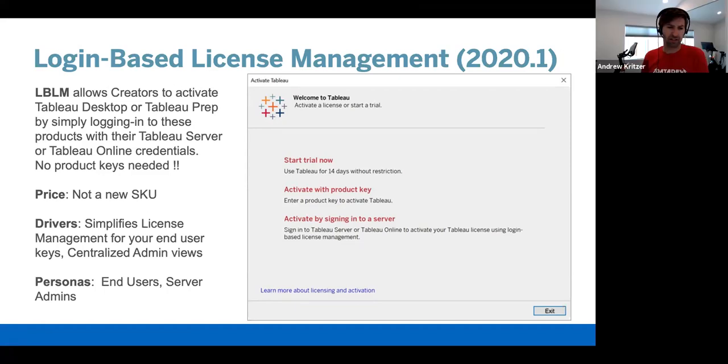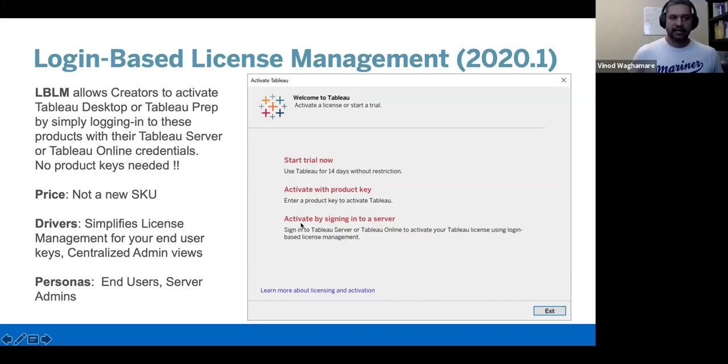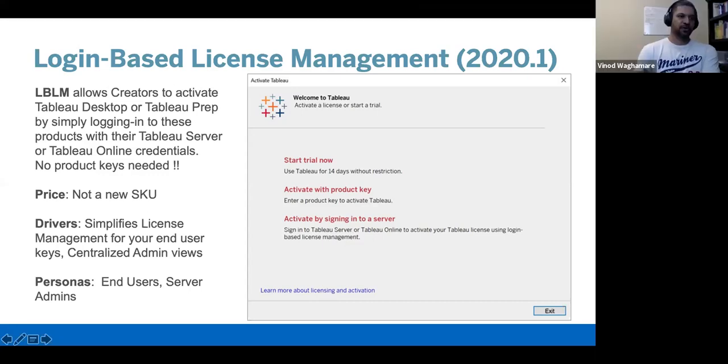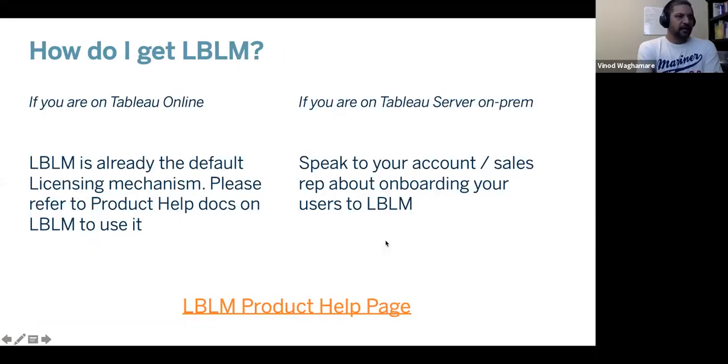So Vinod, I've used this to activate my desktop license, and it's pretty easy. I just go in, and instead of entering a license key, I click this third option here to activate by signing in, use my credentials, and that's it, right? That's about it. Exactly. So from an end user perspective, this one is super easy, and it's much easier than managing all those keys. Yep, totally. Awesome. Cool. So how do I get LBLM?